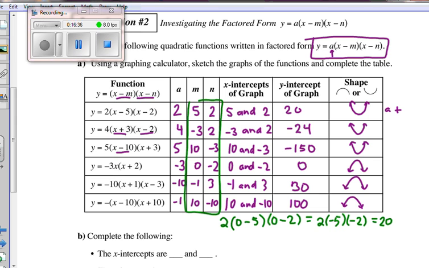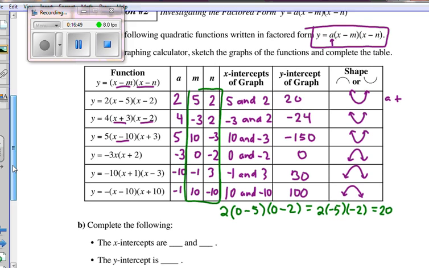+100. Yeah, and the first 3 open up, the second 3 open down. Because of the negative A value, it opens down. And then just double check your x-intercepts. You got the same thing? Good to go on? Okay, complete the following.